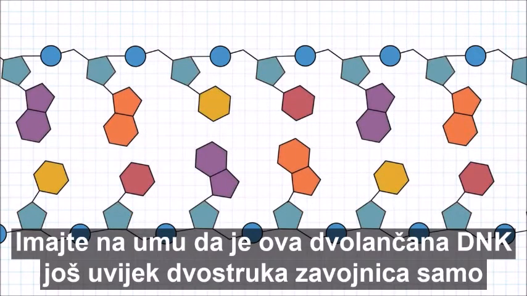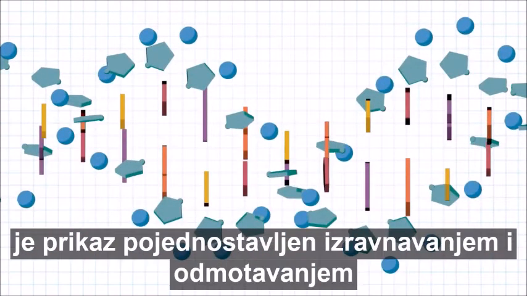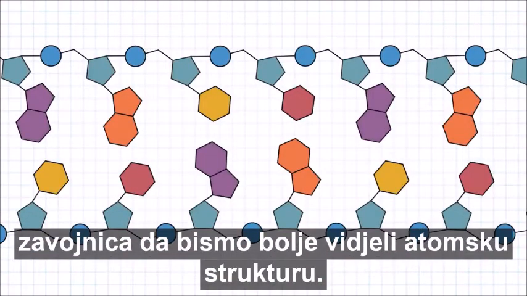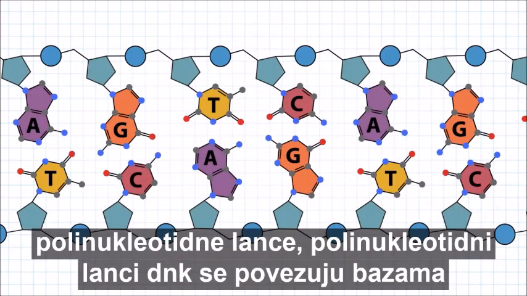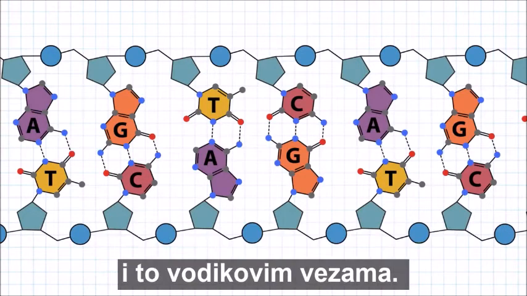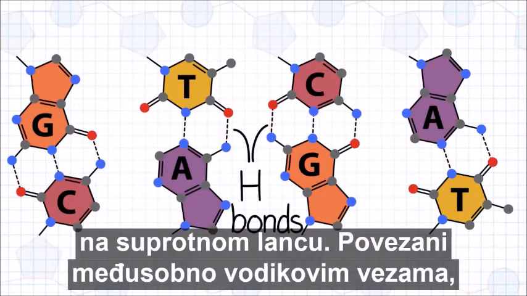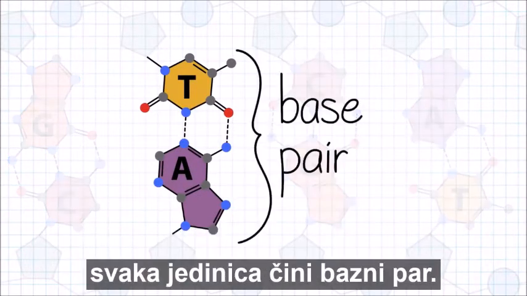Keep in mind that this double-stranded DNA is still a double helix, and we have simplified the representation by flattening and unwinding the helix here to better see the atomic structure. Although the nucleotides come together through covalent bonds in the backbone, the two DNA strands interact through non-covalent hydrogen bonds between the bases. Each base forms multiple hydrogen bonds with its complementary base on the opposite strand. Bound together by hydrogen bonds, each unit is called a base pair.